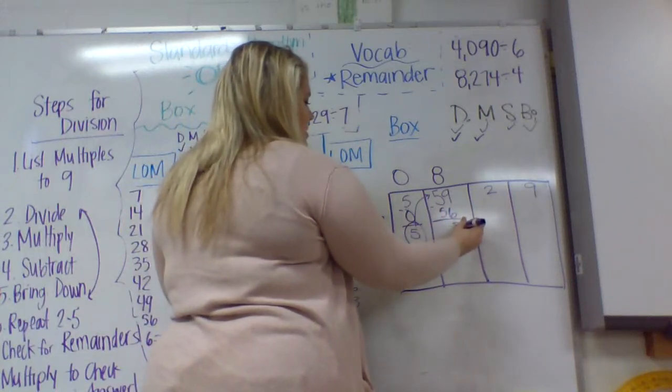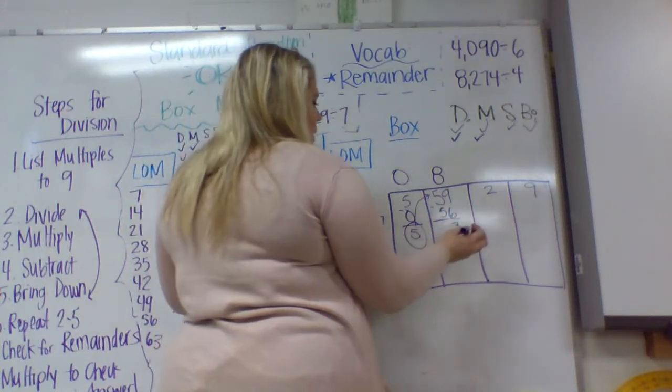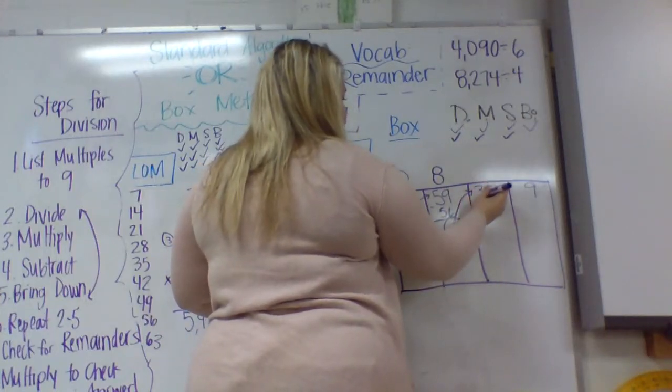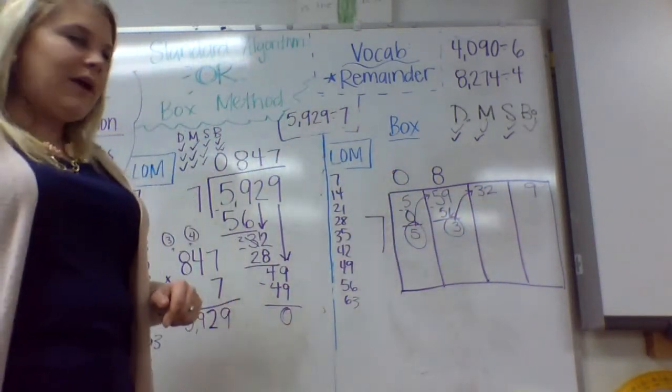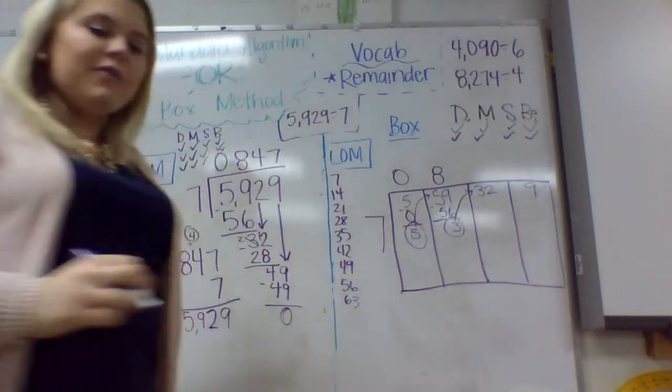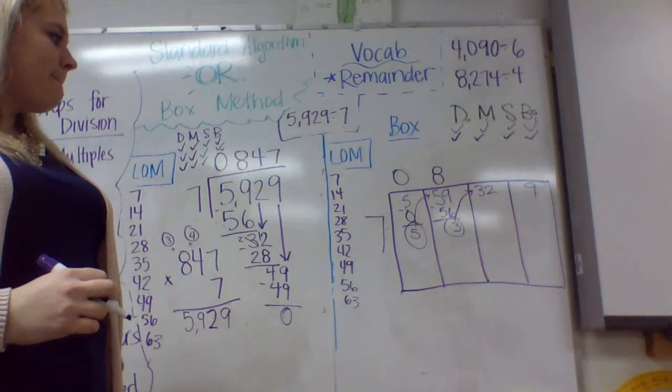9 minus 6 is 3. 5 minus 5 is 0. I'm going to bring my 3 over. So now I have 32. I have check marks all the way across since I've brought that over, so I'm ready to start again.